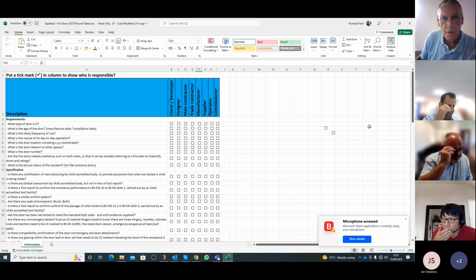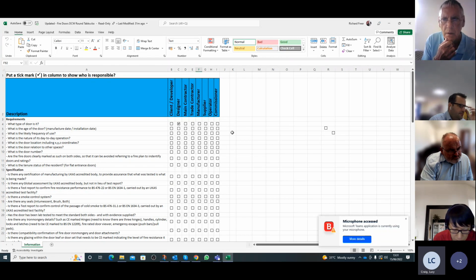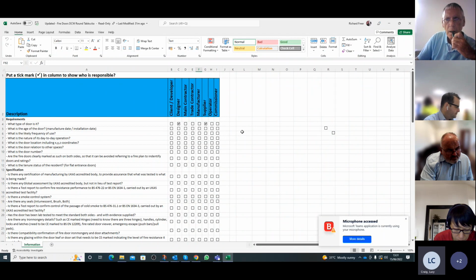Okay, so the first one is, what type of door is it? Who's responsible for supplying that information? Designer. Anybody else? Well, there are performance requirements by the fire engineer, but the designer specifies it. What about the supplier? That would be through consultation with the supplier, wouldn't it? So we shall put the supplier as well. In legal terms, they don't have responsibility, but definitely the architect would consult. We'd all probably agree. Yeah.